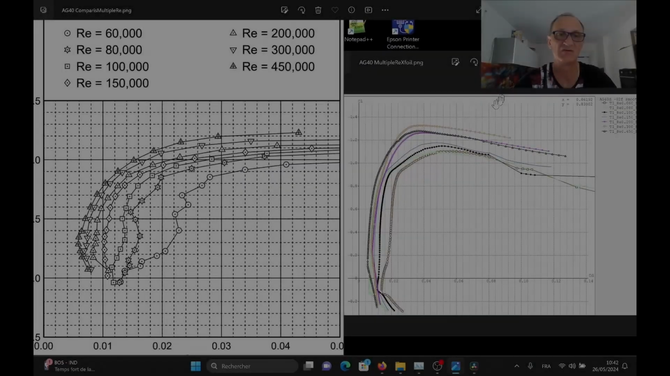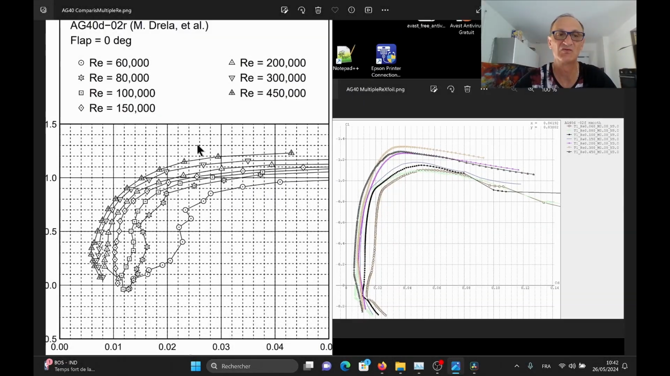Let's focus on the AG40d, which is the root airfoil of the Supra. We're going to try to assess, if the Reynolds number is increasing, whether the prediction of Xfoil is going to be better with more Reynolds. That's the basic question here right now.